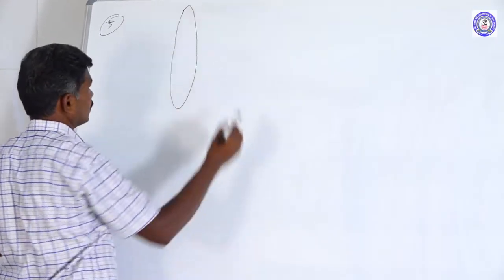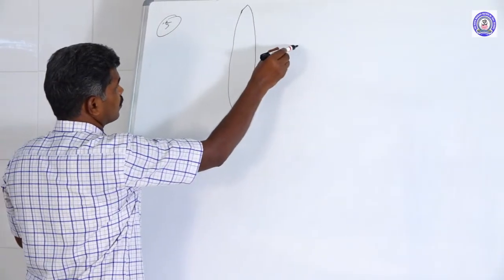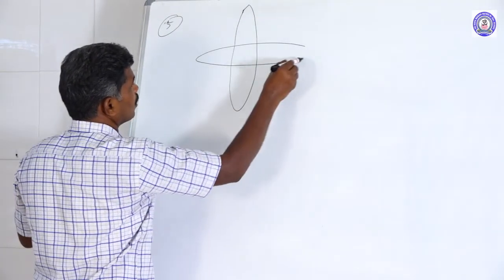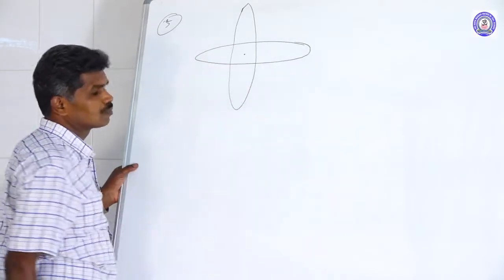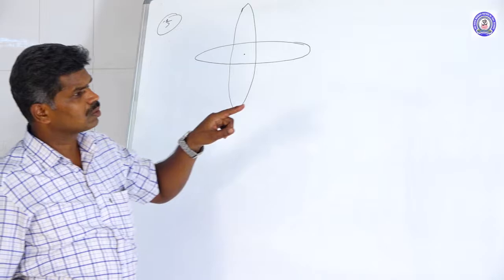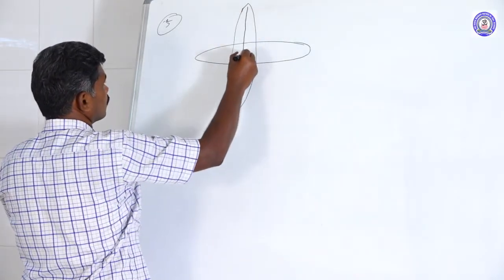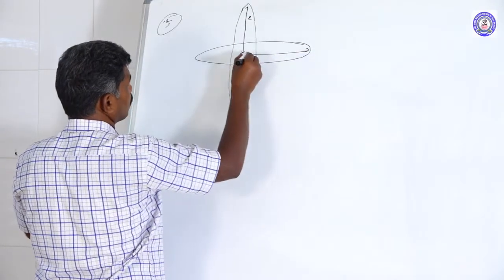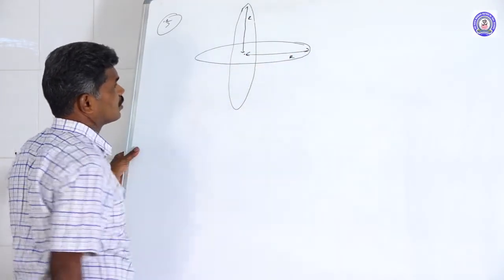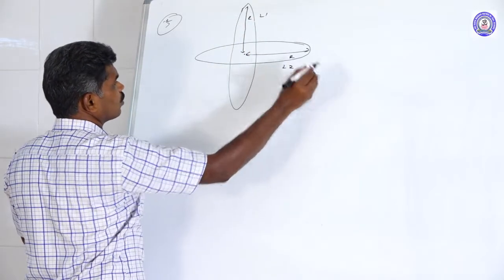One circular coil is a vertical coil. The next one is a horizontal coil. Their common center we have. The two coils have the same radius, R radius. We are passing current: this is loop 1 and this is loop 2.